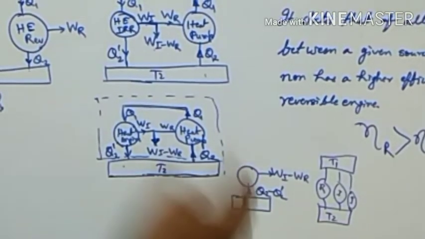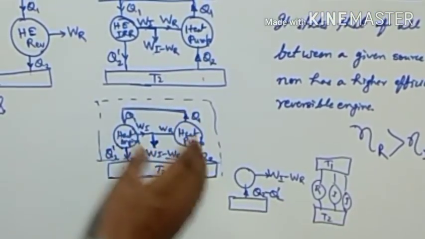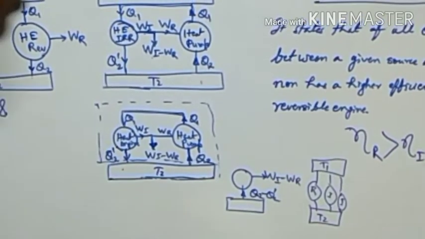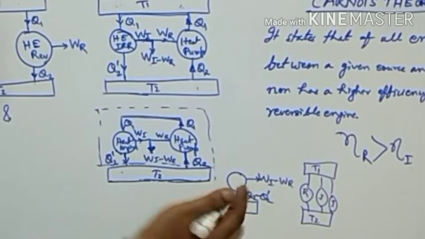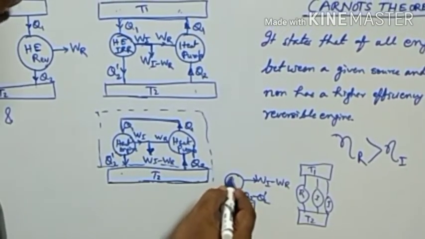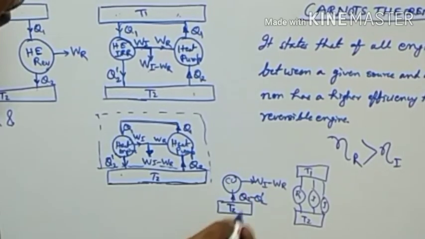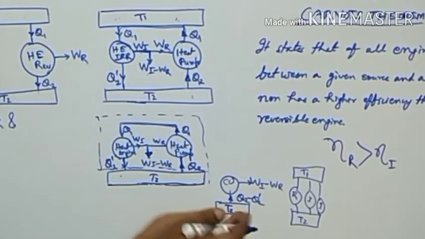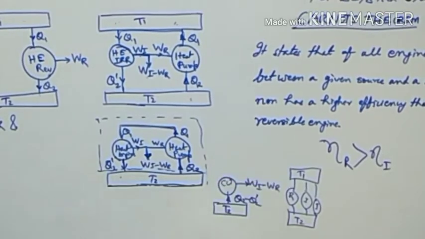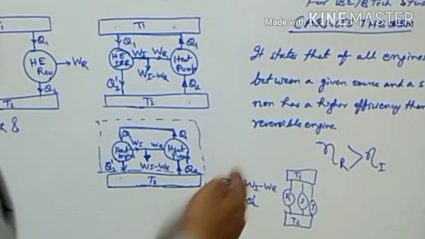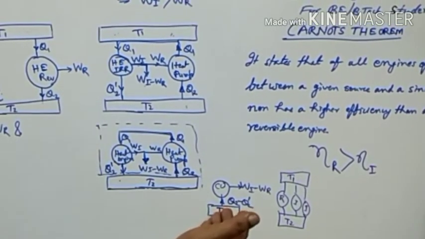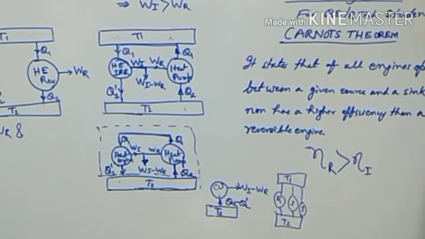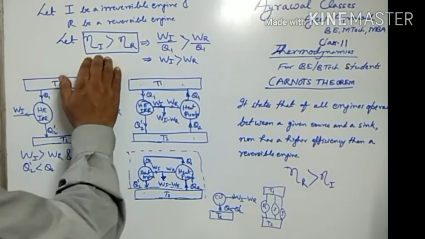That means if you reduce this also as one unit, you are having a reservoir at temperature T2 and this combined unit is taking the heat Q2 minus Q2 dash from this reservoir and converting it into work. This is not possible from the fundamental law, the second law of thermodynamics, that entire heat cannot be converted into work. That means what we had assumed is wrong.